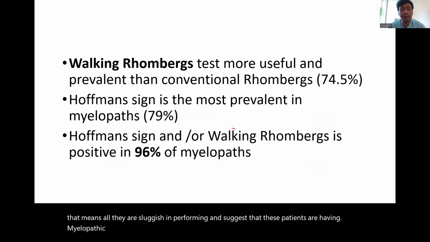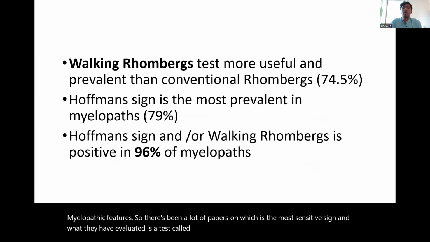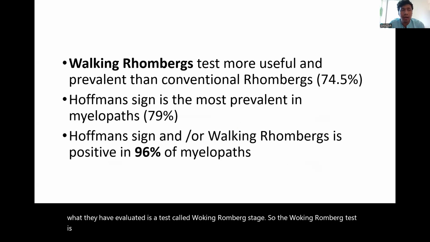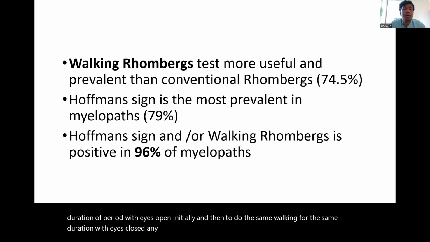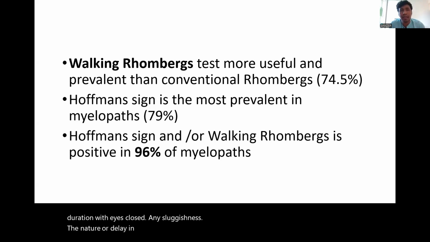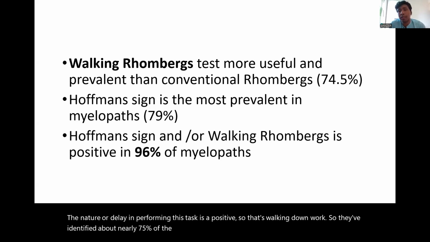So there's been a lot of papers on which is the most sensitive sign. And what they have evaluated is a test called walking Romberg's test. The walking Romberg's test is performed by asking a patient to walk between two standard points for an expected duration of period with eyes open initially, and then to do the same walking for the same duration with eyes closed. Any sluggishness in the nature or delay in performing this task is a positive. So that's walking Romberg. They've identified nearly 75% of the people with myelopathies tend to show this sign.